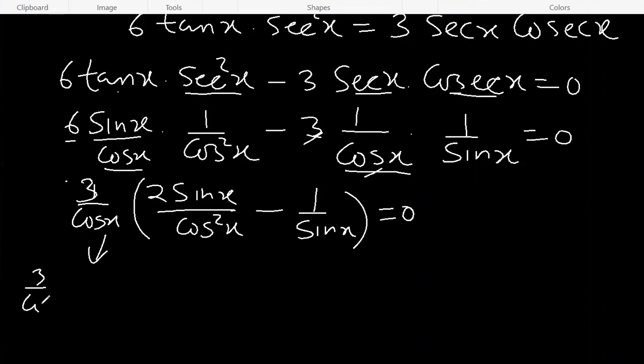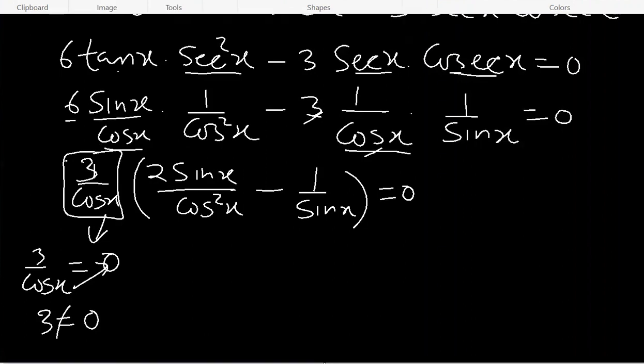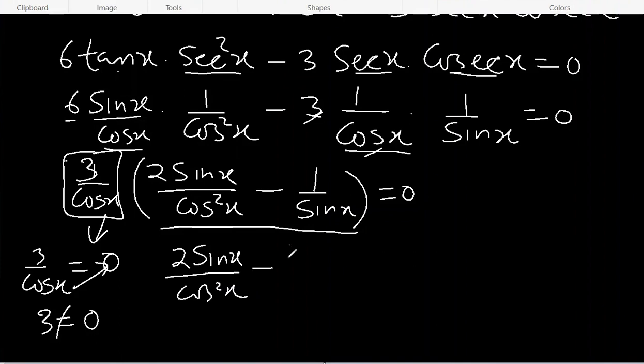Now, this part can be equal to 0: 3 over cos x equal to 0, right? That means if cos x goes there, it becomes 3 equal to 0, which is not possible at all. 3 cannot be equal to 0. So this part is not giving us any solution. Let's go to the rest of it, which is this. Here, we can write 2 sine x over cos squared x minus 1 over sine x equal to 0.